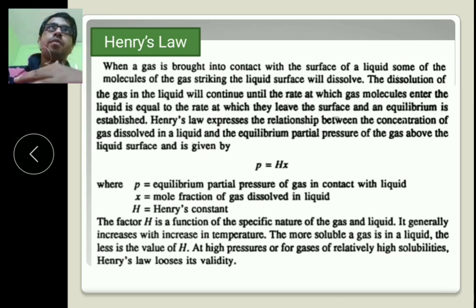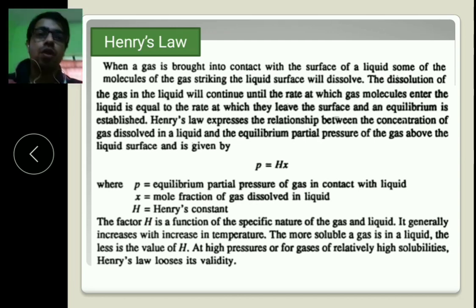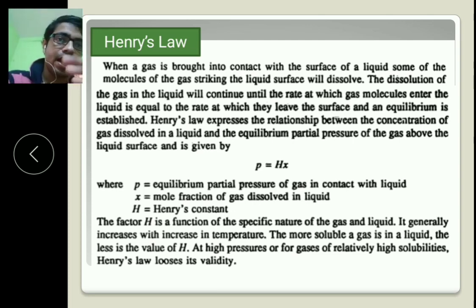Okay, so at one point a condition will come where the liquid is dissolving some part of the gas. Suppose 5 mole of ammonia is dissolving in the liquid and 5 mole of ammonia is evaporating from the liquid, so an equilibrium will be established. Incoming and outgoing with the liquid is the same, and an equilibrium is established. So the equilibrium condition is present.